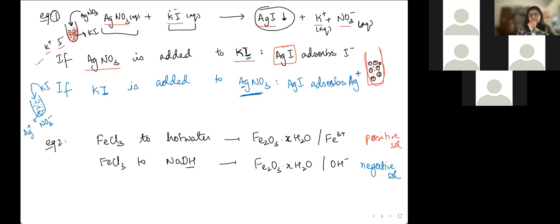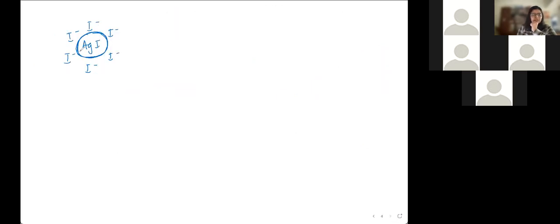So I'm taking this case, where KI is in the solution. You have K plus and I minus just roaming around. And then when you add silver nitrate, AgI is precipitating. Because iodide is common to both, it adsorbs I minus. So that's what we've seen till now. The AgI precipitate formed, so it immediately adsorbs all the I minus particles around it. So I got a negative sol here.